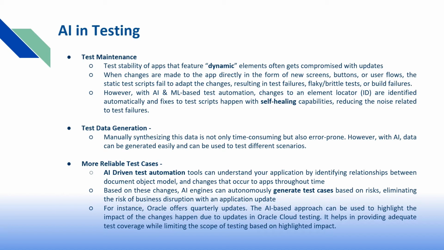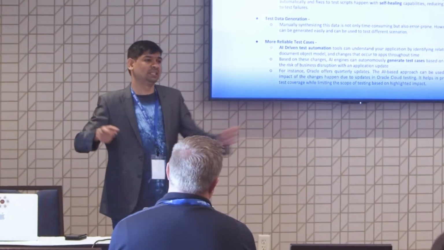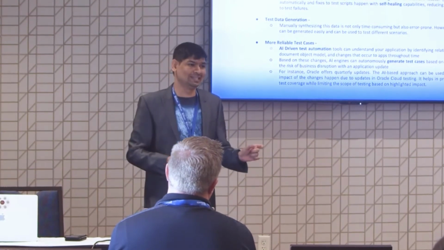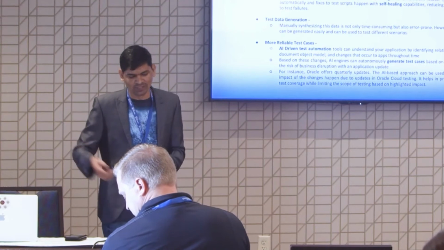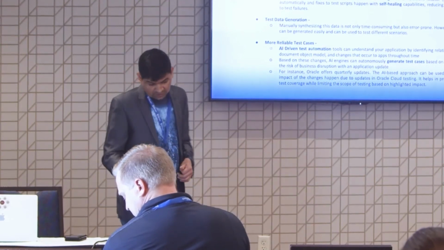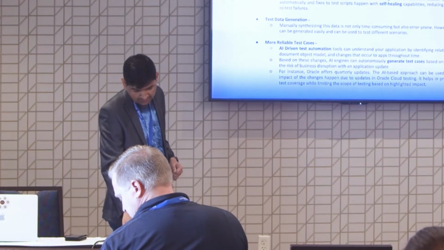Next is test data generation. There are some tools right now that take the application URL, go through the form, find out this text box is the email address and this text box is for SSN, and then generate your test data accordingly, randomly. You just provide how many sets you need. So test data generation is also using AI.